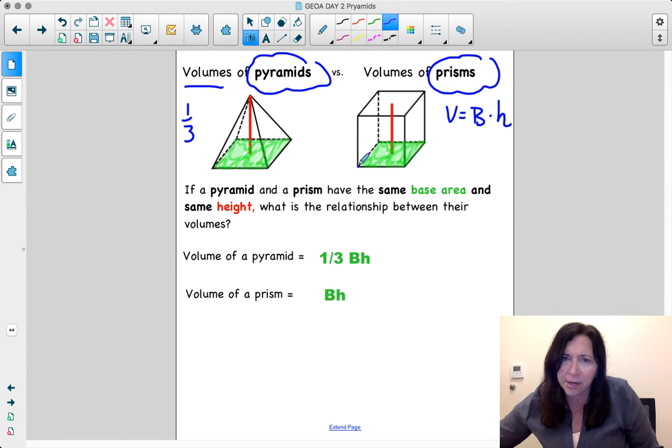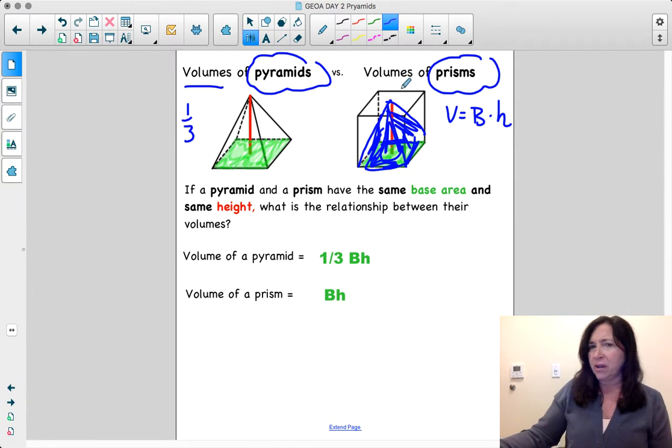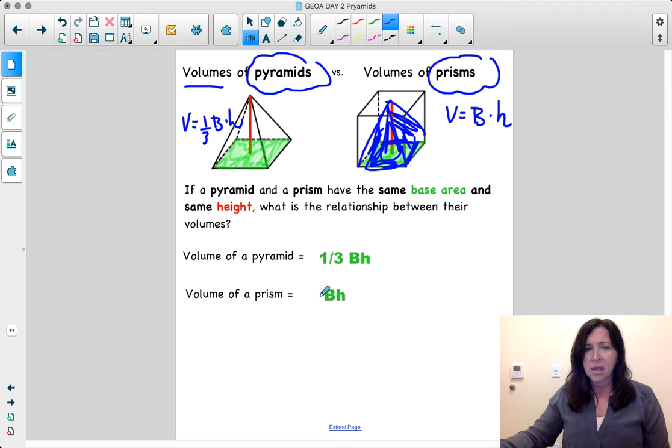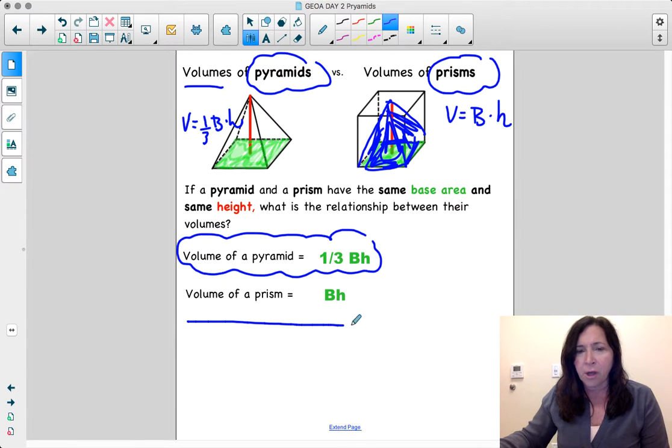Meaning if I were to create my triangular pyramid inside here, see that? That shape inside here is 1/3 the amount of this prism. So the volume is 1/3. So volume equals 1/3 area of the base times the height. Two very, very important formulas: volume of a pyramid is 1/3 area of the base times the height. Volume of a prism is area of one base times the height.